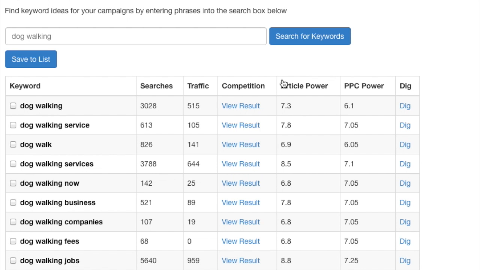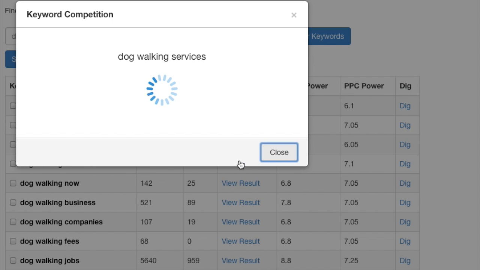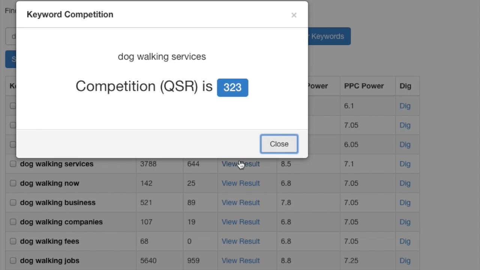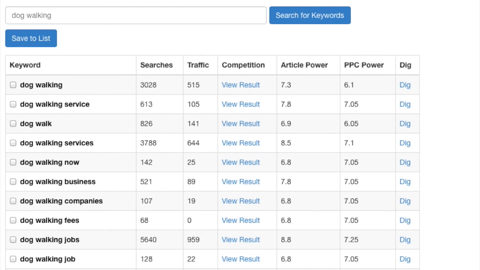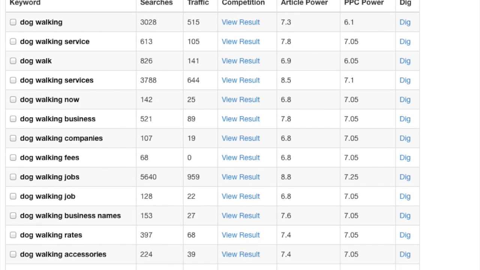What I need to look for then is something down here that has a slightly higher article power, such as dog walking services. If I look at the competition for that, it's a bit slow. Again, it's still quite high, probably too high for me. If I had a very experienced website with a lot of content, I might consider going for this term, but that's still too high for me.